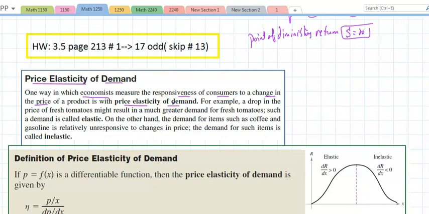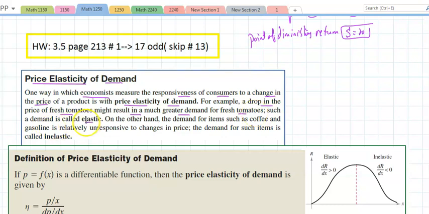So, is it elastic? Is it not elastic? Is it inelastic? Neutral? For example, a drop in the price of fresh tomatoes might result in a much greater demand for fresh tomatoes. Now remember, you don't need fresh tomatoes to survive. So these are commodities that are not a must for you to continue your daily life or to cook, or you could survive without them. Apples, the same deal, grapes, the same deal. Those are not a must.